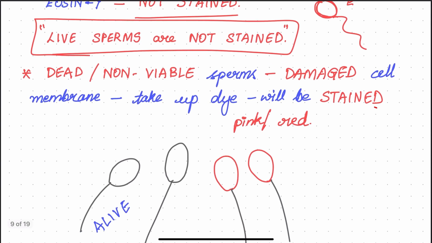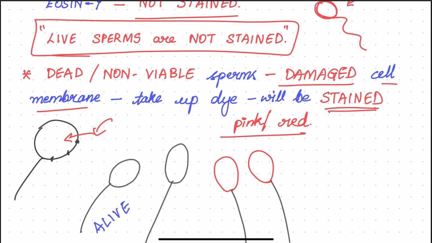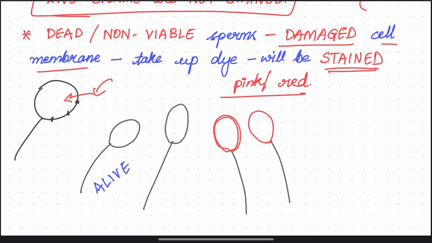Whereas dead sperms have a damaged cell membrane. For example, this is a dead sperm. Here and there are nicks. The membrane is damaged. If you put a dye on it, it takes up the dye. It goes inside the sperm. So stained sperms are dead sperms. These are the stained sperms, these are dead sperms, while the unstained sperms are the live sperms.